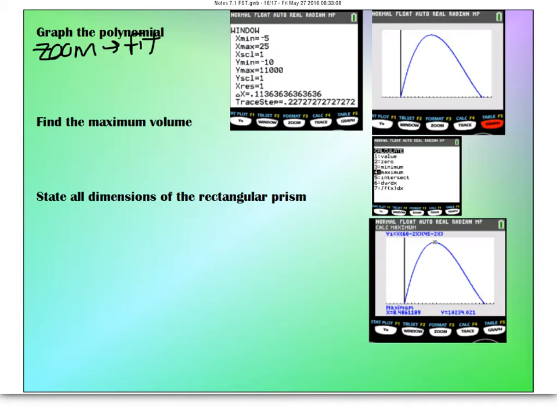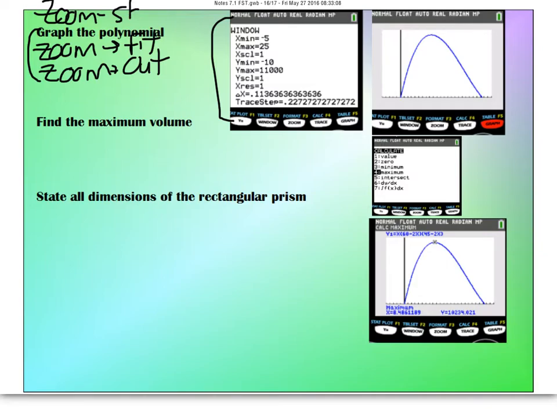Once you do a zoom fit, sometimes it helps to do a zoom out. Now, if that still doesn't look good, then what I would do is just go to the window and start playing with the window values. But again, before you maybe even start these two zooms, make sure it's first at a good zoom standard, which is number 6 on the calculator zoom features. So do standard, then try a zoom fit, then zoom out and play with it to get a good window.